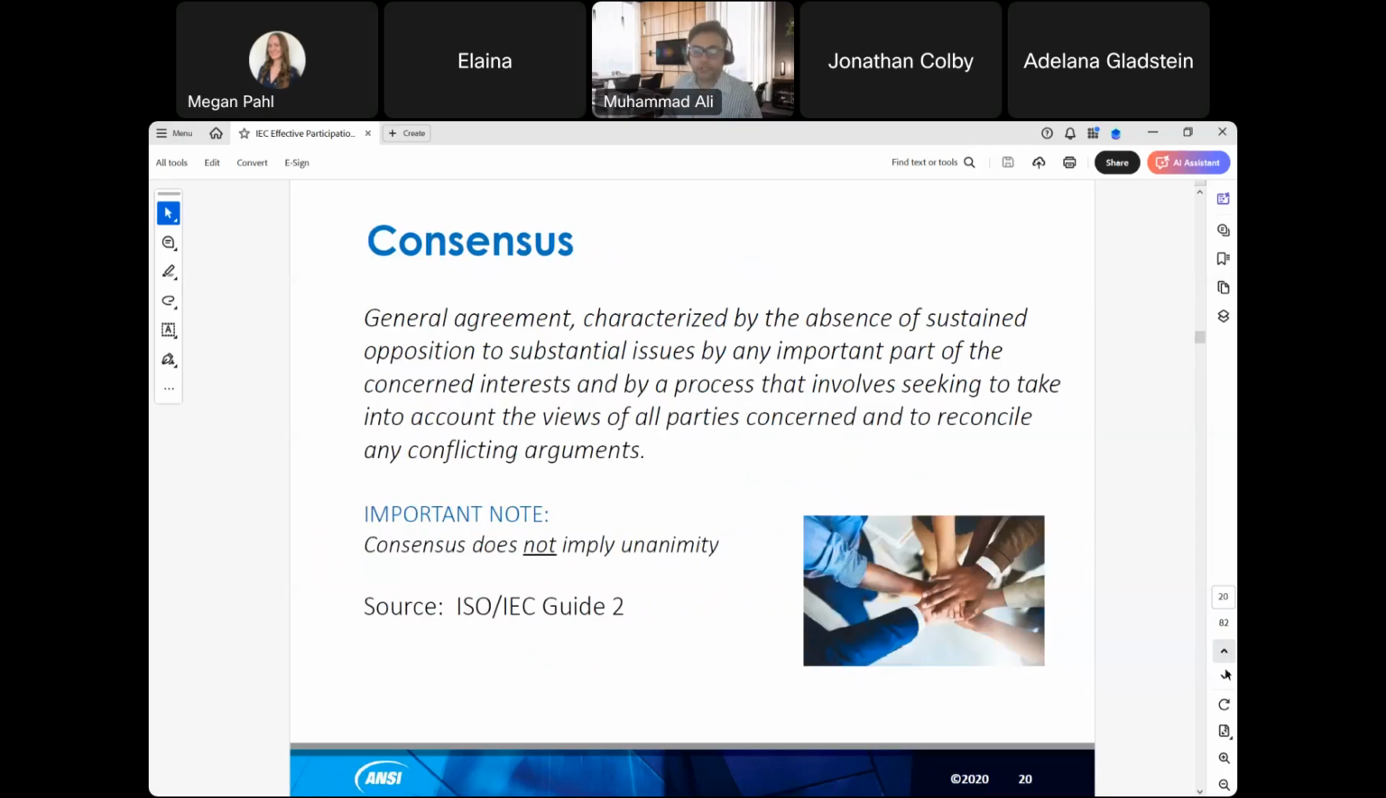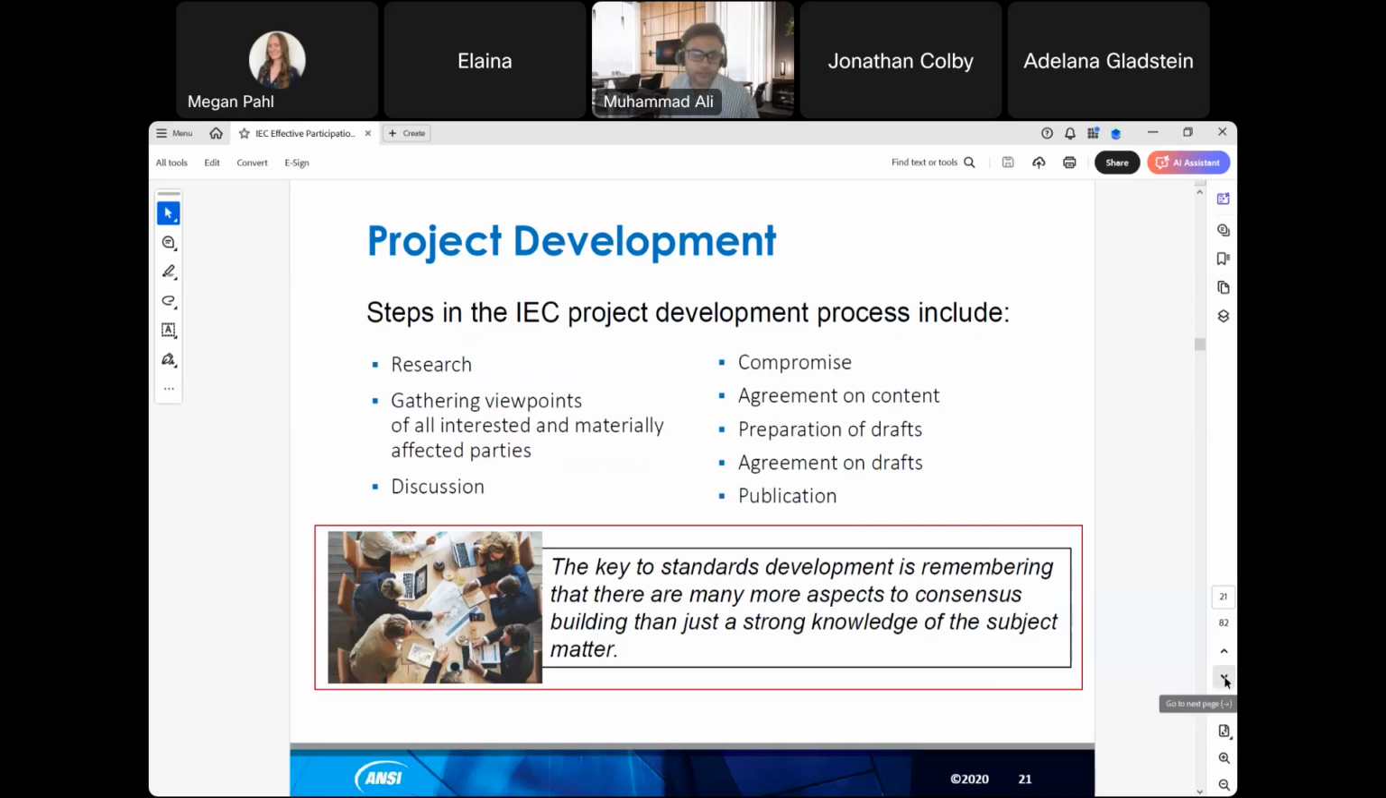So moving on to the next slide, we have how does the IEC standards development process really work? You can think of it as a project development lifecycle. And the key to standards development in IEC is remembering these aspects of consensus building that will help you get through from start to finish, right? So it really starts with some research on what the needs of the standard are, why the standard needs to be created, gathering viewpoints of all interested and materially affected parties, having a discussion.